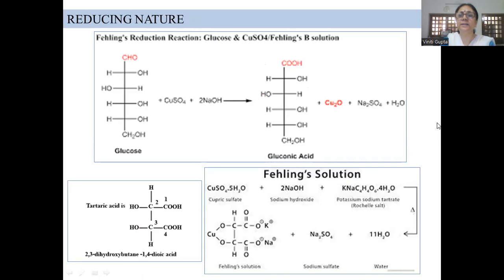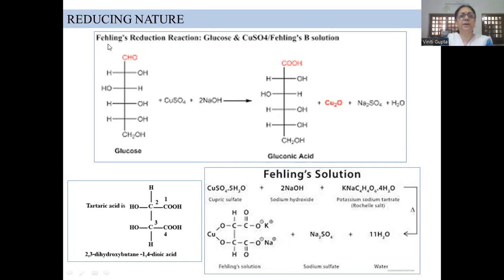This is a very interesting and important part of carbohydrate. There are certain carbohydrates, majority of the monosaccharides are reducing in nature. Some disaccharides are reducing in nature and some are not reducing in nature. Polysaccharides are not reducing in nature. But what does reducing nature mean? Reducing nature means that certain carbohydrates oxidize themselves. They take oxygen from other compounds and they oxidize themselves into acids. So they will reduce the other reagent.